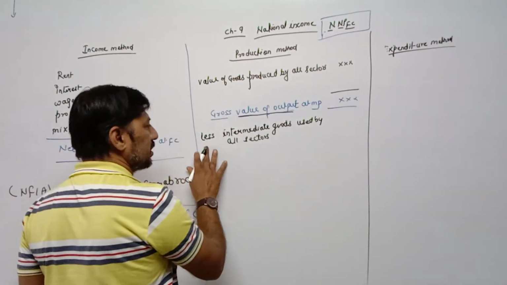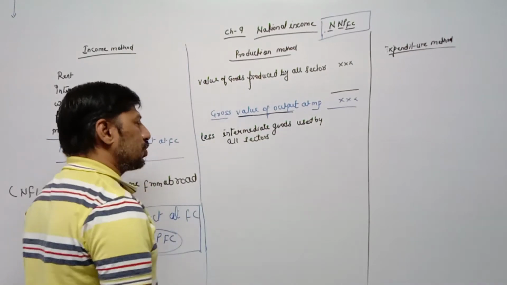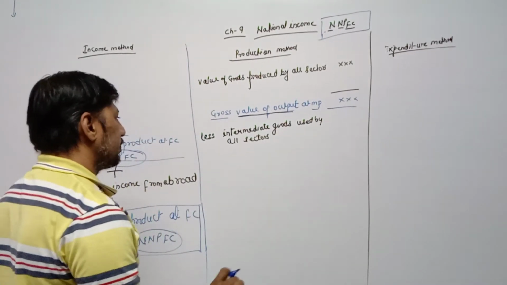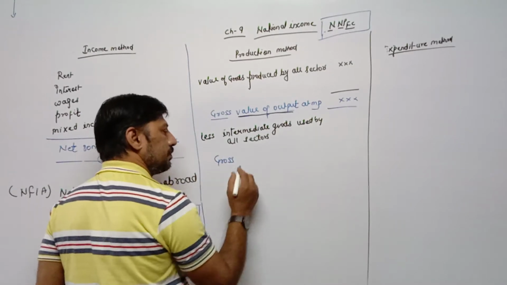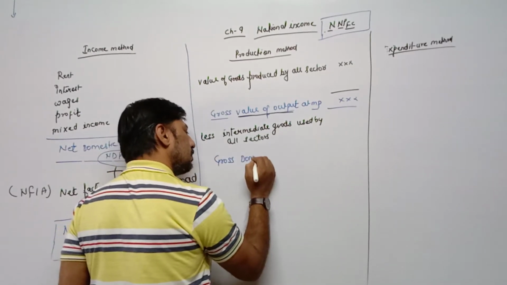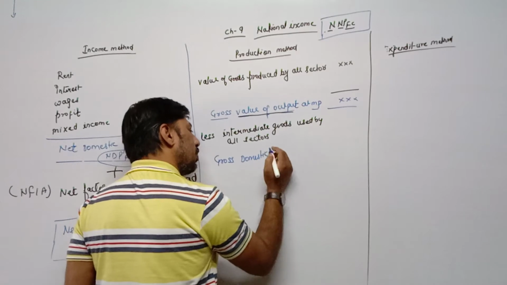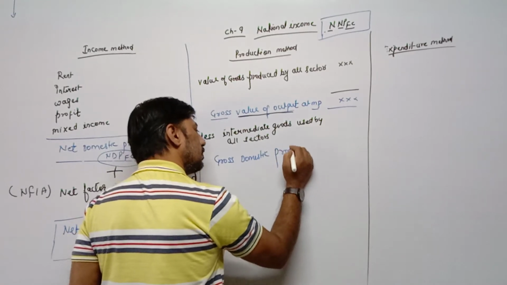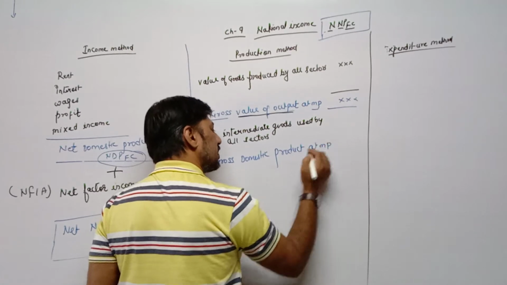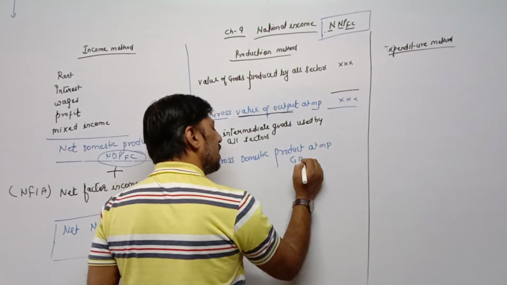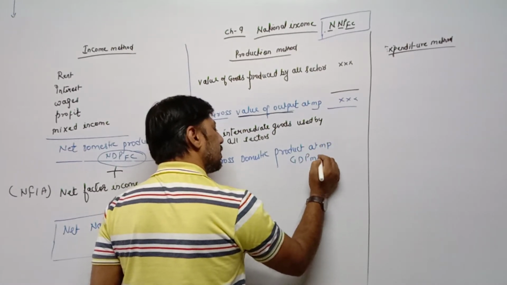So after deducting intermediate goods used by all sectors, we will get gross domestic product at market price. In short, it is called GDPMP.